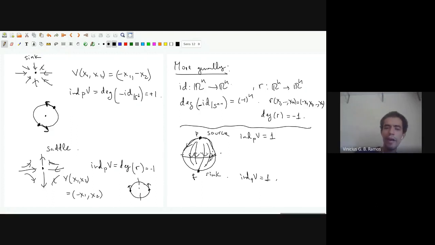So the Poincare-Hopf theorem says that the Euler characteristic of this S2 is going to be 1 plus 1, which is 2. And it also says that if you take any other vector field on the sphere, the sum of the indices always has to be exactly equal to 2.